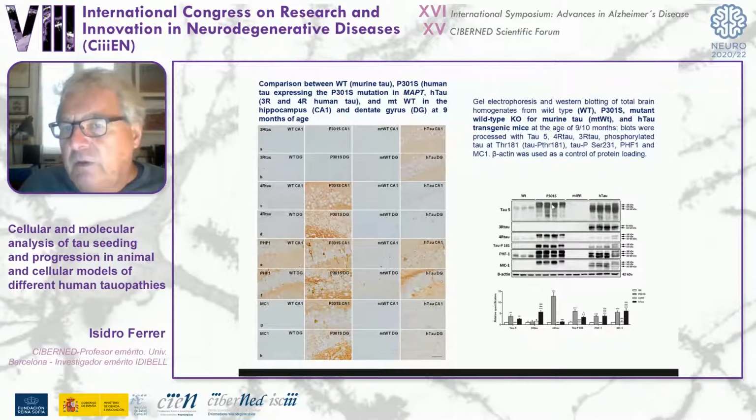And here is the Western blot demonstration of this difference among these different types of tau: wild type, P301S, the knockout, and the H tau. So here are the main differences, and you can see the difference between the presence of 3R tau and 4R tau.